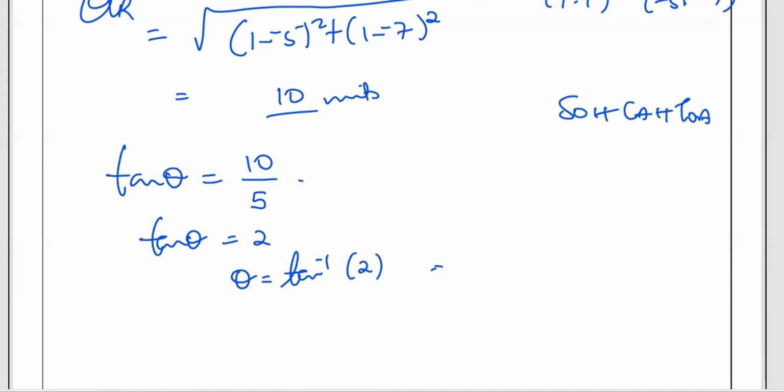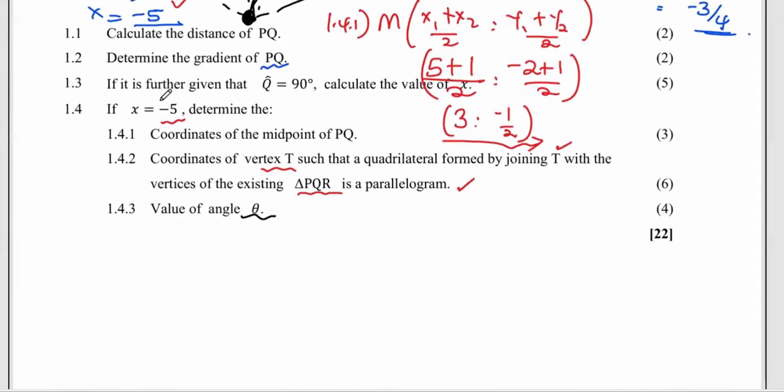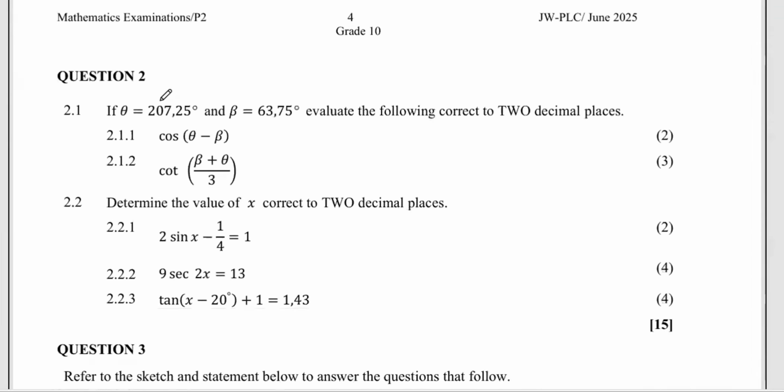Okay, so shift tan of 2. Let's see what we get. We are getting 63.43 degrees. Okay, so that is how we would have answered question number 1 for 2 marks. All right, question number 2.